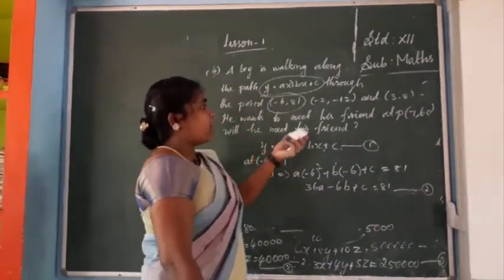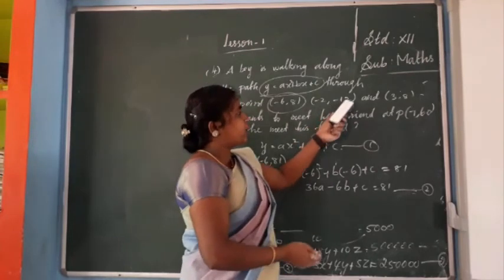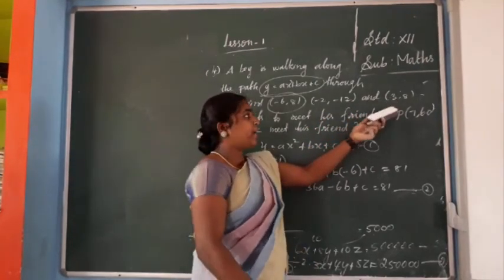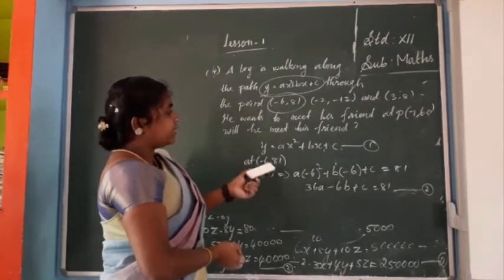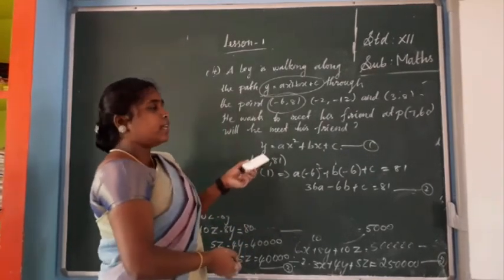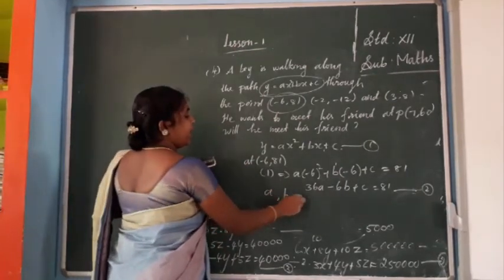Like that, the next values also you substitute. At minus 2 comma minus 12 you get another equation. At 3 comma 8 you get the third equation also. After getting the three equations, use the Gaussian elimination method and find the unknown values a, b and c.